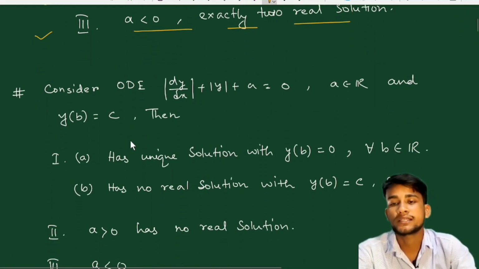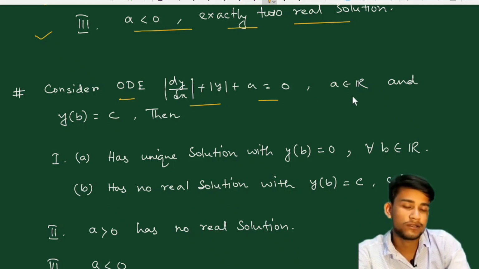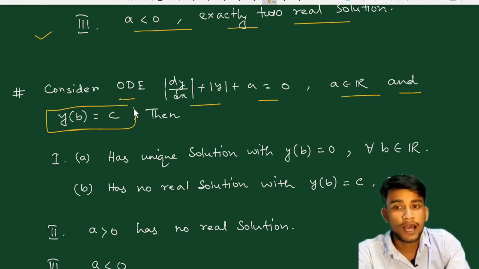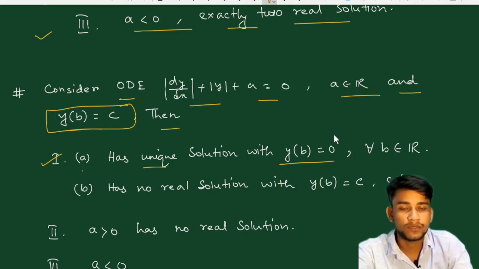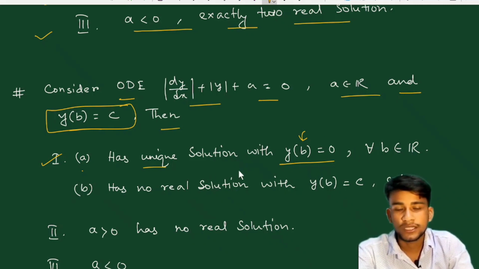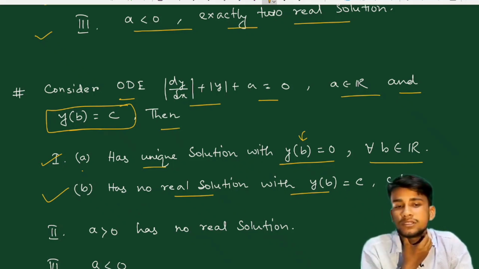The next result: consider the ODE |dy/dx| + |y| + a = 0 where a belongs to R, with y(b) = c, that is, this is an IVP. Then it has a unique solution with y(b) = 0, that is, if the initial condition for any b is 0, then there is a unique solution for all b belongs to R. Number 2: it has no real solution with y(b) = c for c non-zero.